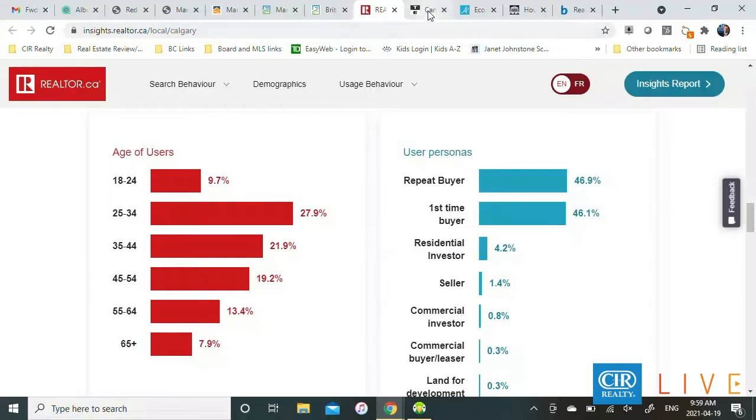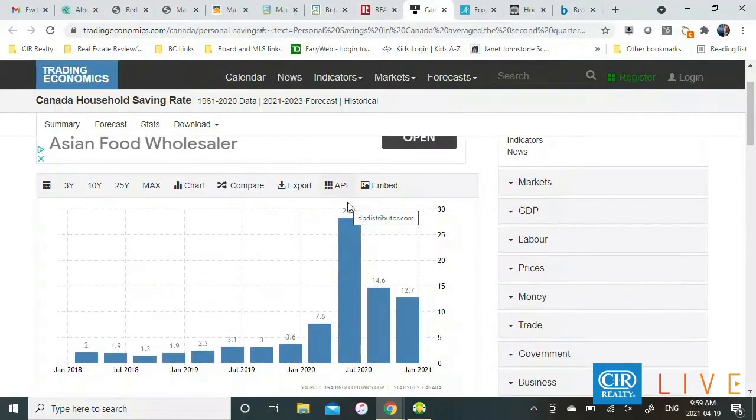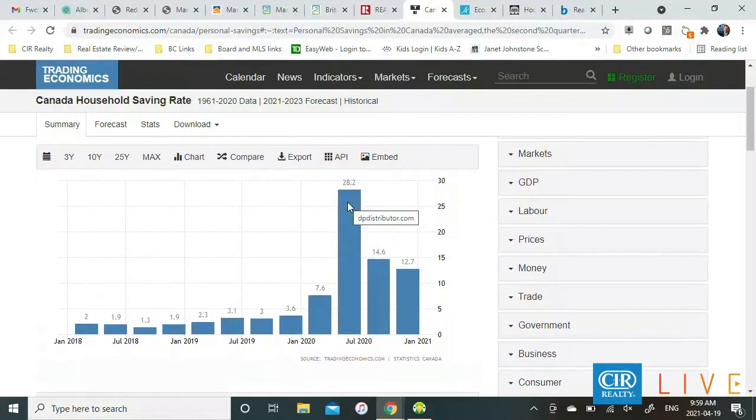Another one that is directly tied to that is the savings rate. So our Canada household savings rate is through the roof right now, and I'm going to be really interested to see where the first quarter of 2021 ended up. These stats are always lagging behind, but you can see when we were all shut down, savings went through the roof, and now it's balanced out to around 12.7. But this, combined with low interest rates, has really created a purchasing power for our first-time home buyers and our move-up buyers that has unlocked the market.